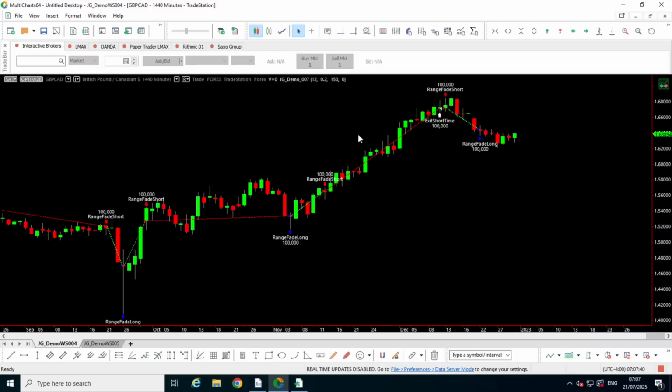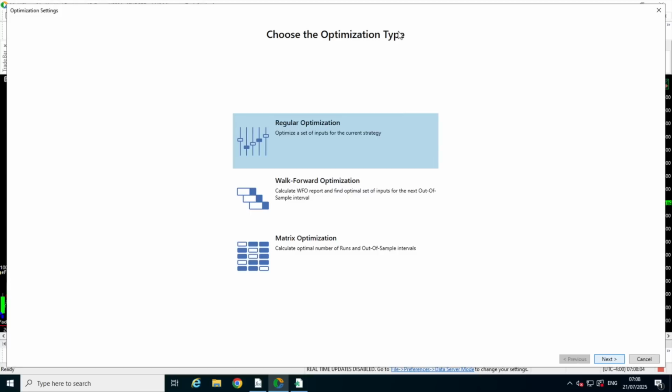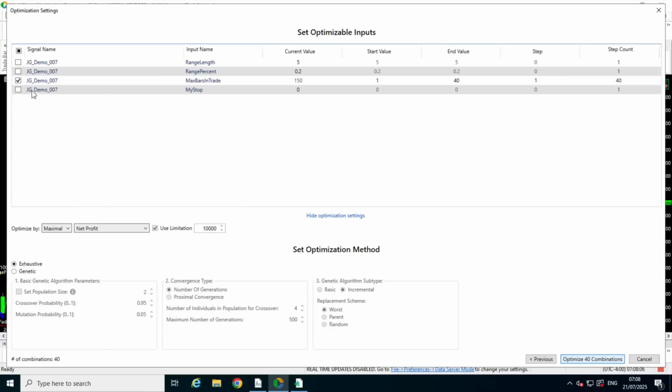So now let's look at the range length. Let's go back to Euro Pound. Let's do that one first. And let's run an optimization on that range length input, which is the amount of bars which makes up our rolling weekly bar. Obviously, a rolling weekly bar is 5 bars, but that might not be the best. So let's run an optimization on that.